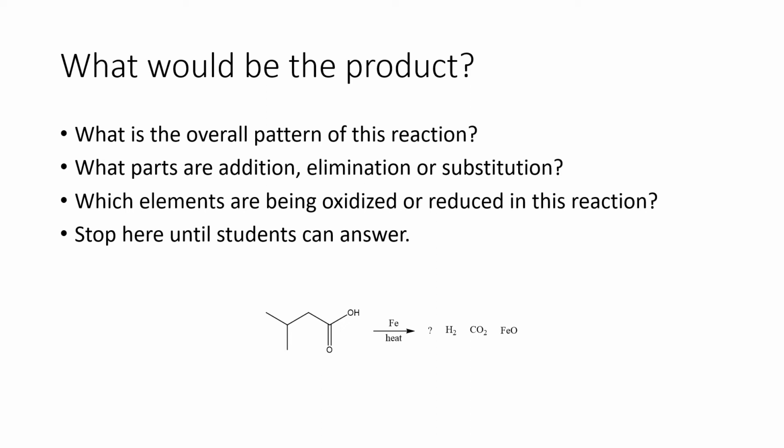So some checkpoints here. Try to figure out the pattern of this overall reaction, and which part of the mechanism do you think is an addition reaction, which one is an elimination reaction, or which part in the mechanism was a substitution reaction. And in the general reaction shown below, what elements are oxidized and what elements are reduced. We used iron metal, and we have also generated carbon dioxide, hydrogen, and iron oxide from that. And if you can analyze the oxidation states of the products, you'll be able to understand which of the elements are oxidized or which of them are reduced.